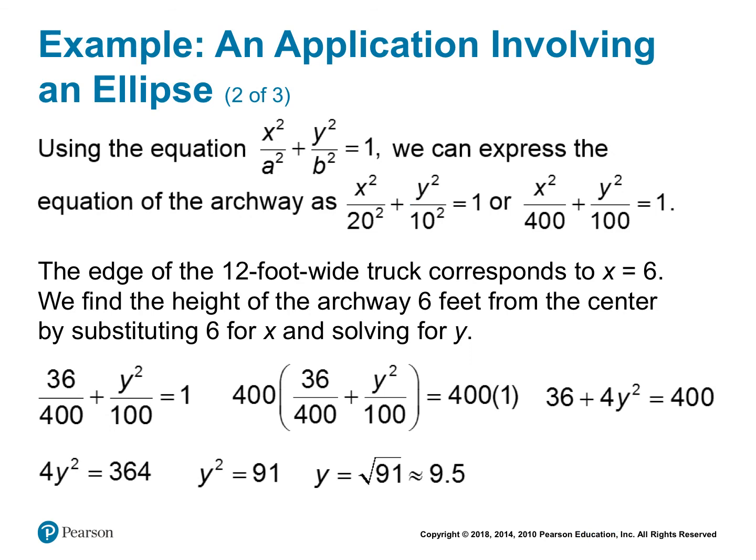Okay, so we're going to go ahead and use this equation. So the equation of the archway, we're going to put 20 squared under the x squared, and then 10 squared under the y squared, and that gives you this formula here. The edge of the 12-foot wide truck corresponds to x equals 6, which you saw in the picture. So we find the height of the archway 6 feet from the center by substituting 6 for x and then figuring out what the y would be. So for this x squared, they put a 6 and squared it to get 36.